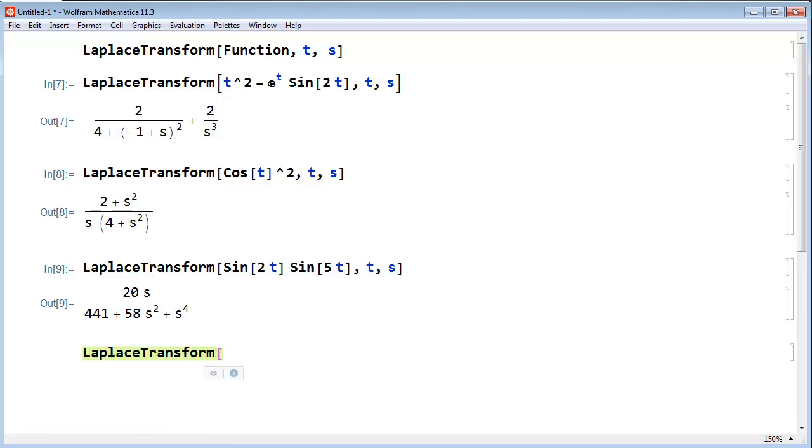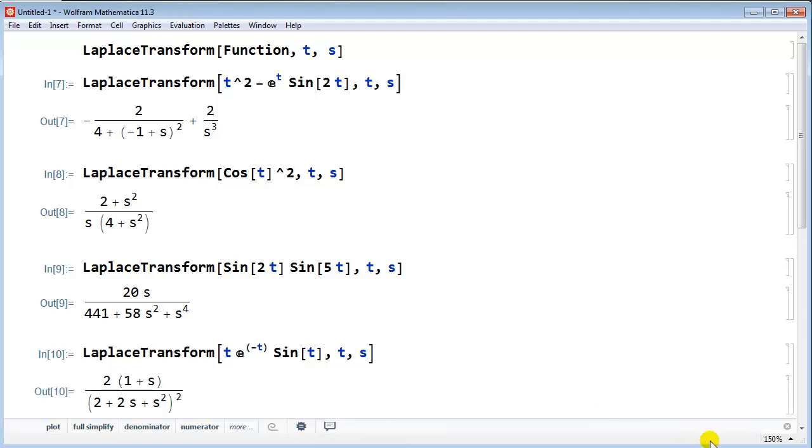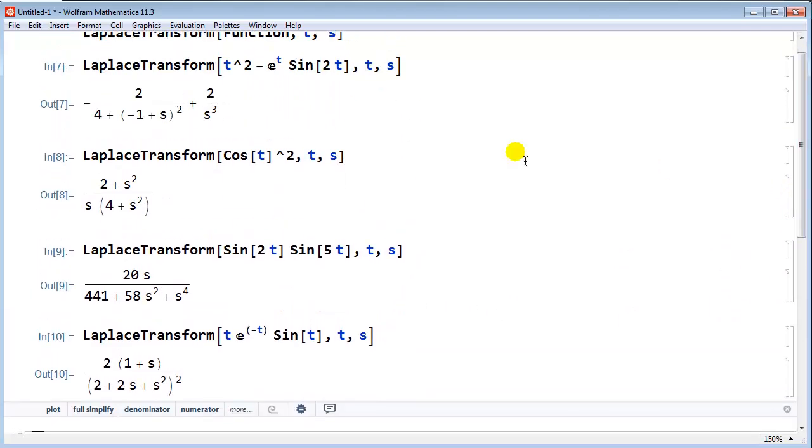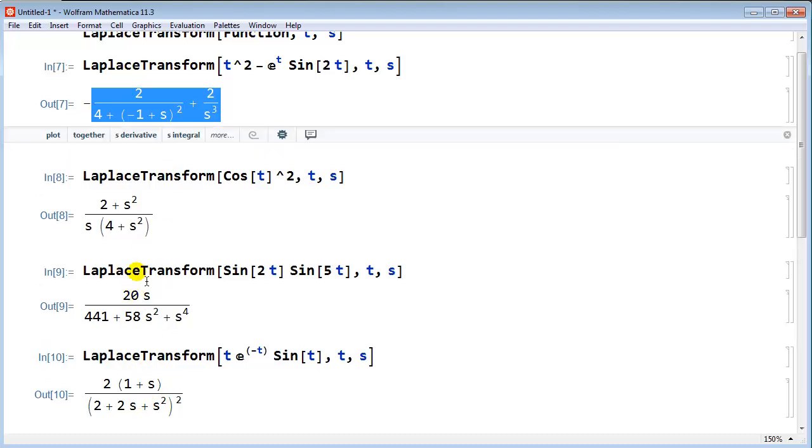You can also do, let's say, escape EE escape, caret, negative t. I don't need parentheses, since it's an exponent. And then I have sine of t. This is another example I did in the video. So if you do that, we'll get that answer. Mathematica sometimes combines the Laplace transforms and sometimes it won't. Like in this case, it didn't combine them, but in all these last three cases, it did combine them.